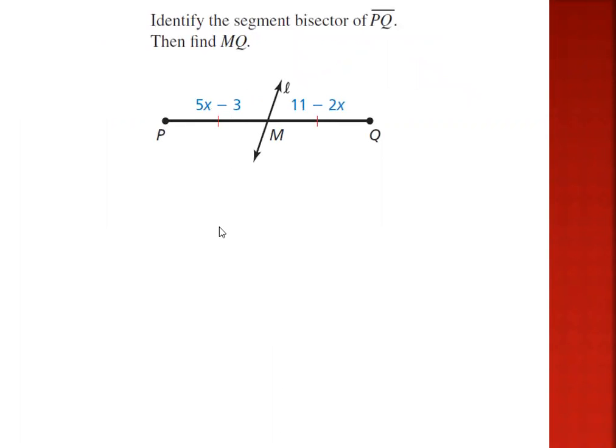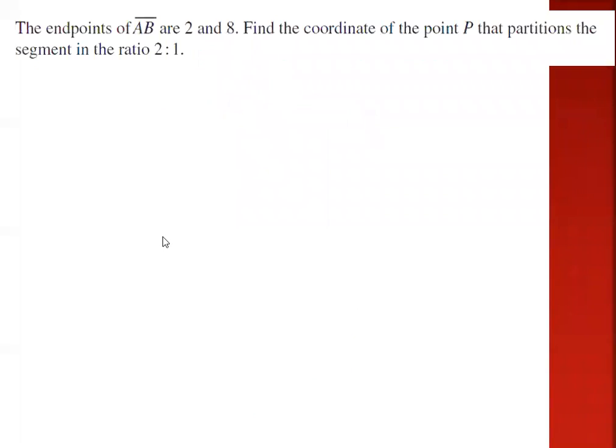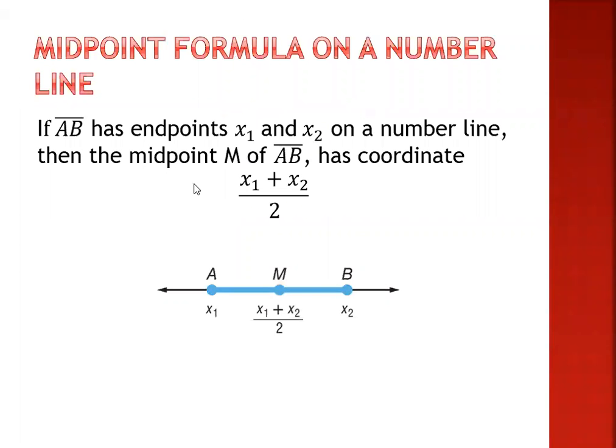In case we have a question like this, can we answer it or not, grade 9? Identify the segment bisector of BQ. So we have BQ and L, then find MQ. The line segment bisector of BQ here, it will be what? Line L, exactly. So it will be line L. So this is the first line which we are looking for.